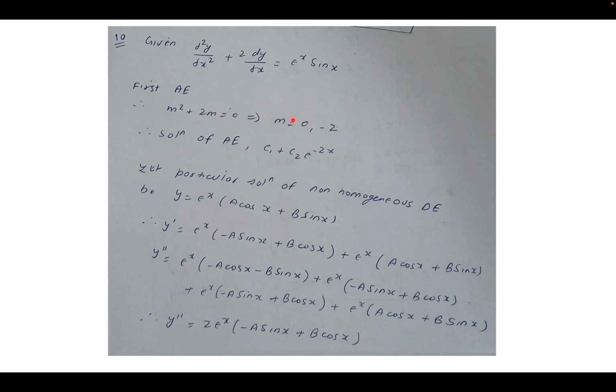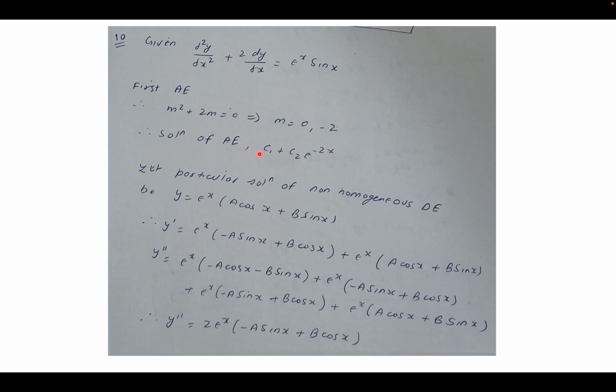So here again, you have two real and distinct roots, right? As I told you, if you have real and distinct roots, the solution of the auxiliary equation will be y is equal to c1 times e power 0 plus c2 times e power minus 2x, and given that m is equal to 0, the exponential term will give rise to a value of 1, so you just have c1 plus c2 times e power minus 2x. Now the difficult part comes.